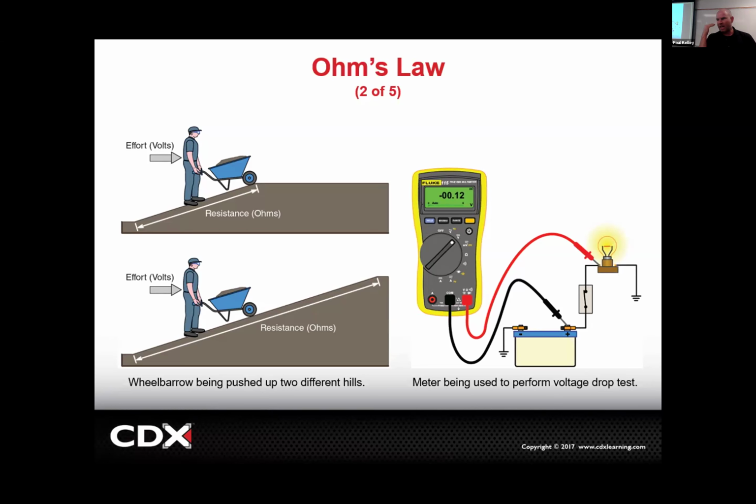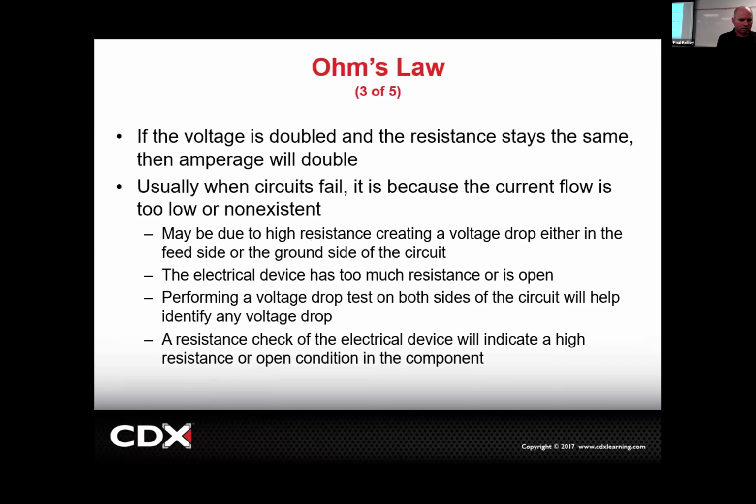So I can do the math because I know the formula, and that's kind of where we're going with this, okay? So this is more applying it in the same way. If the voltage is doubled and the resistance stays the same, the amps will be double. And like I was saying, usually when a circuit fails, it's because the current flow is too low or non-existent. So let me give you an example.